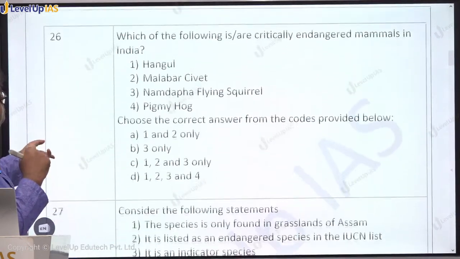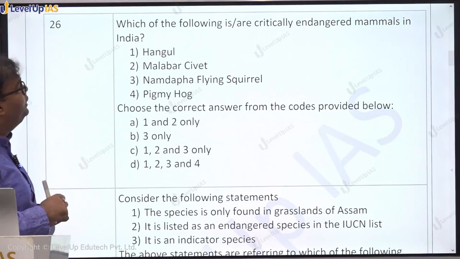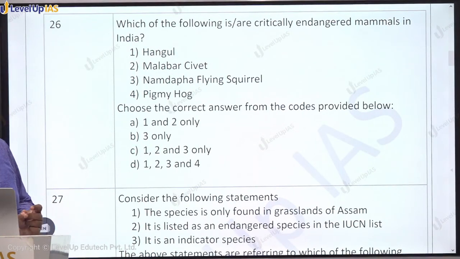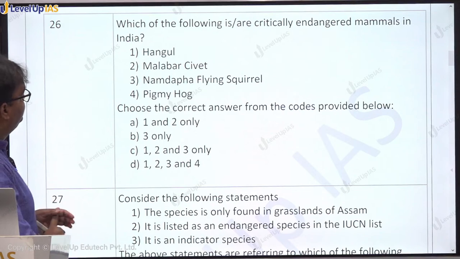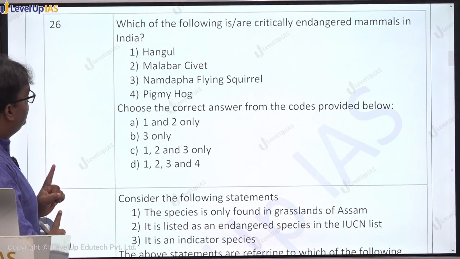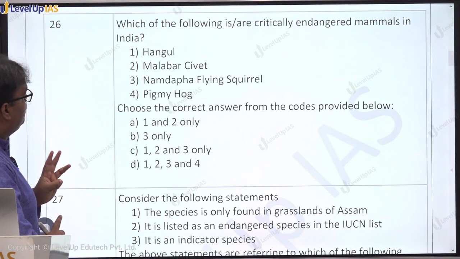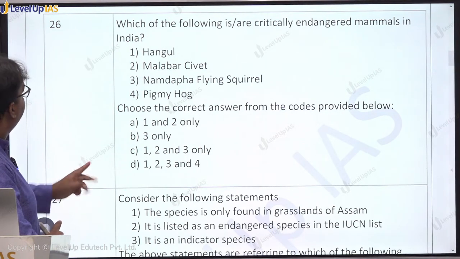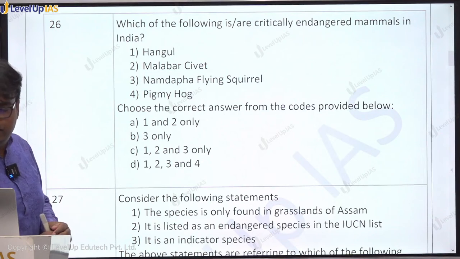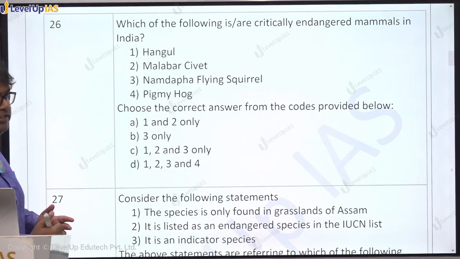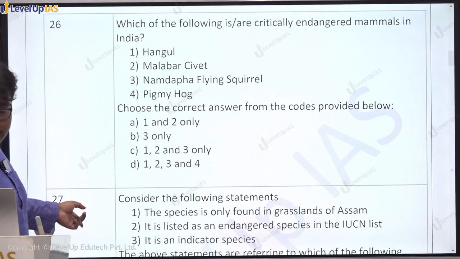26. Which of the following are critically endangered mammals in India? Vishnu. Hangul is. Malabar civet is. Namdapha flying squirrel is. 1, 2, 3. C. 26 ka C. Pygmy hog is. Pygmy hog is endangered now. So C is the answer. 26 ka C is the answer.